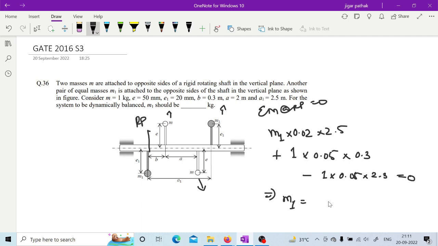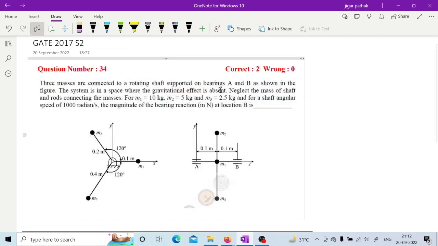So let's go quickly to the next one. Here the three masses are connected to a rotating shaft supported on bearings A and B as shown in the figure. The system is in a space where gravitational effect is absent. Neglect the mass of the shaft and loads, and M1, M2, M3 are given, right? And angular speed is given. The magnitude of the bearing reaction at location B is, so you need to find this bearing reaction at B.